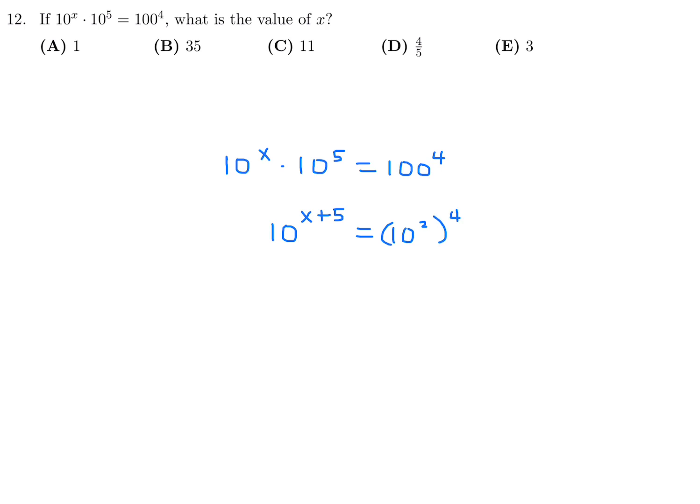Correct? So this now remains the same, but then this side we can just call 10 to the power of 8, 2 times 4. Since the bases are the same, the exponents must be the same, so x plus 5 is equal to 8, and therefore x is equal to 8 minus 5, and therefore x is equal to 3. So number 12, the answer is E.